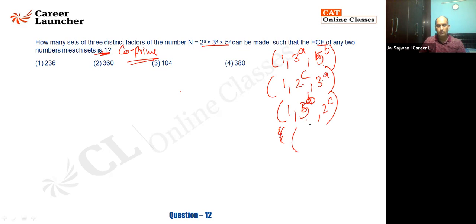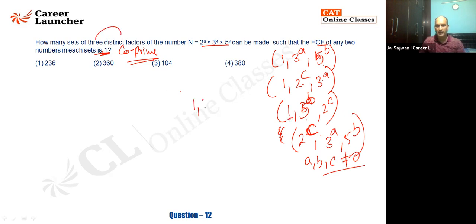Now let's talk about the other one. I'll say one number will be 2 to the power of A, 2 to the power of C, 3 to the power of A, and 5 to the power of B. Of course, you cannot take A, B, C as equal to 0, because that means equal to 1. And because they are distinct factors, I'm not taking the case of 1, 1, 2 to the power of A. These are not acceptable because they cannot be the same values. Is it clear, everyone, now?